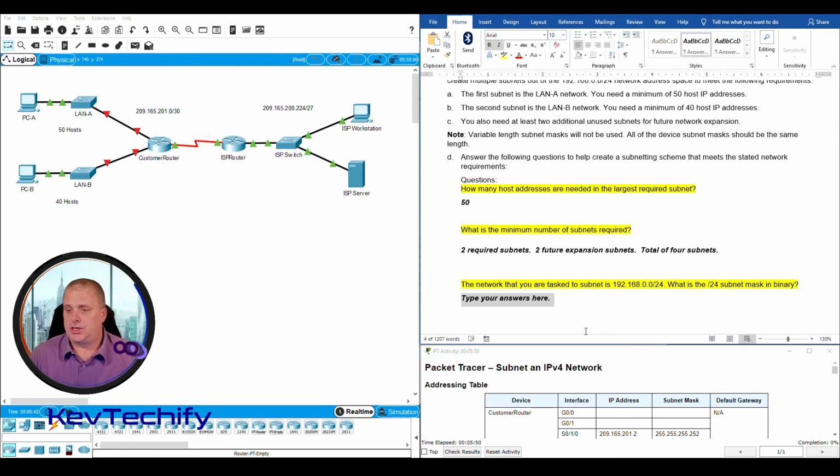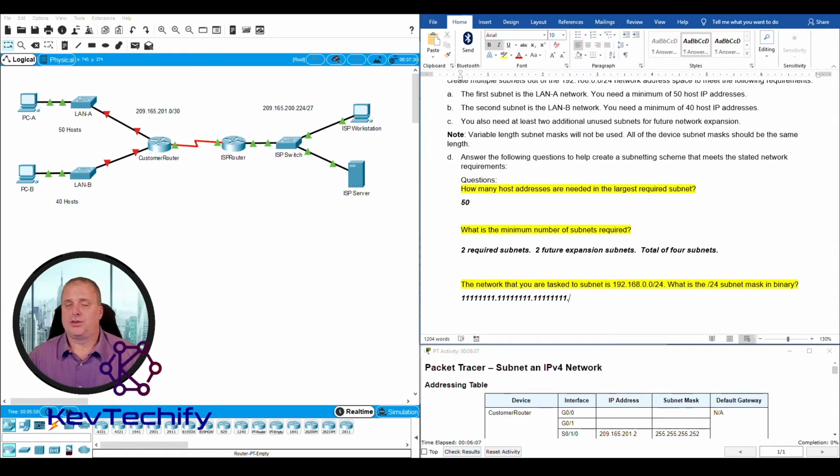The answer to the question here, what is the subnet mask in binary for /24? 1 2 3 4 5 6 7 8 dot 1 2 3 4 5 6 7 8 dot 1 2 3 4 5 6 7 8 dot. So that takes care of our /24.